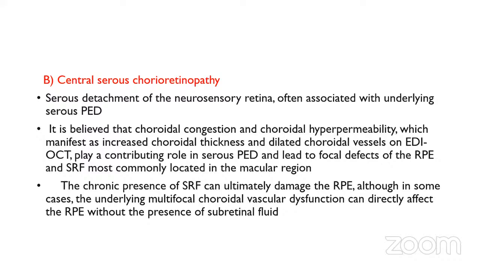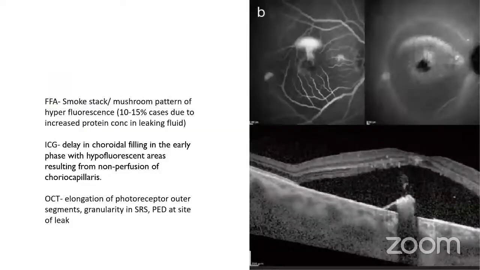The chronic presence of SRF ultimately damages the RPE, although in some cases there can be underlying multifocal choroidal vascular dysfunction that can affect the RPE without the presence of subretinal fluid. So SRF may not be there in some CSR cases.